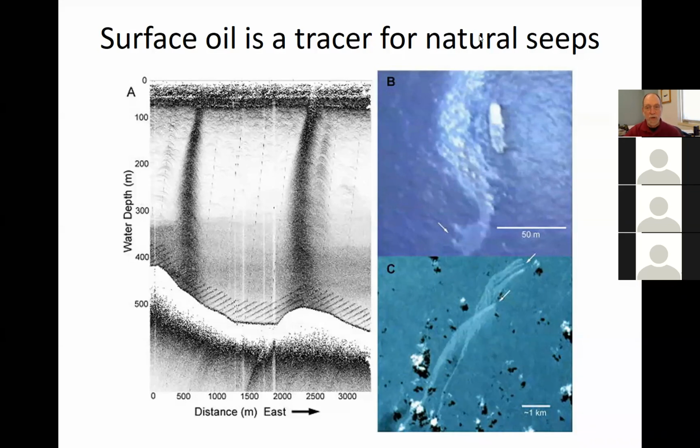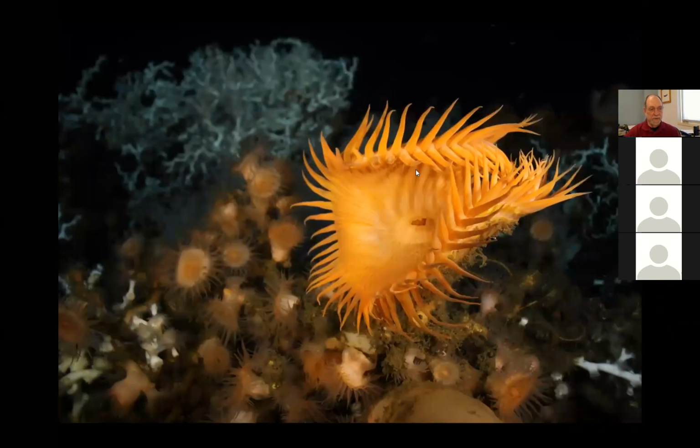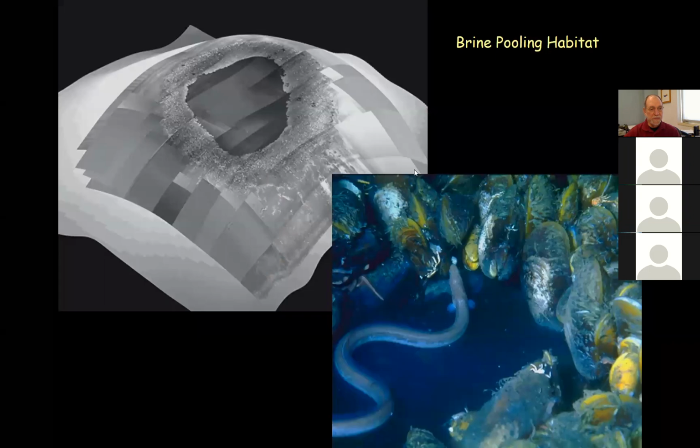So if you recall, last week we talked about the different kinds of ecosystems that occur at natural oil seeps. These are deep water habitats in the Gulf, from water depths of about 500 meters all the way down to the deepest parts of the Gulf of Mexico, which is where oil seeps occur.